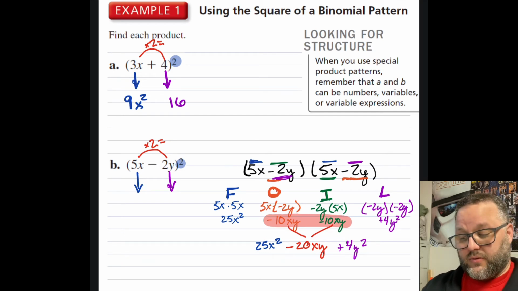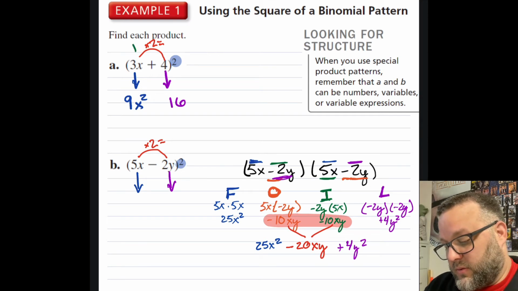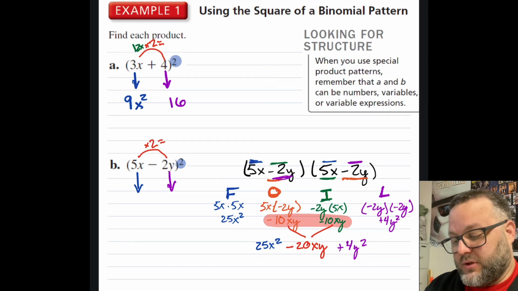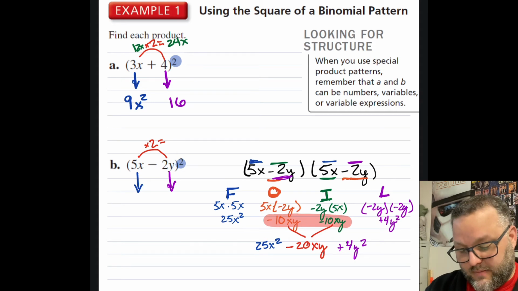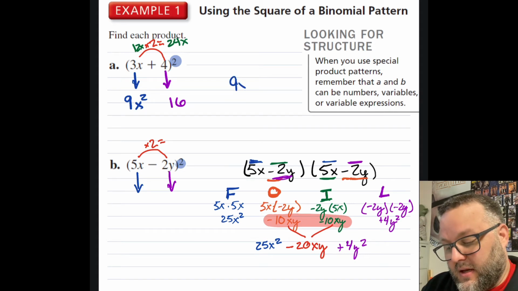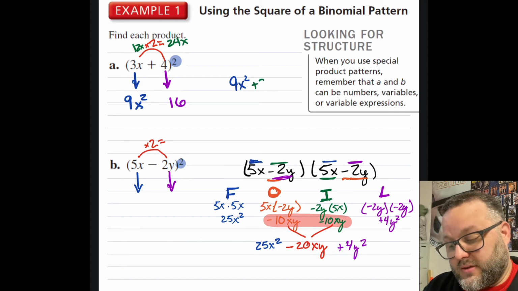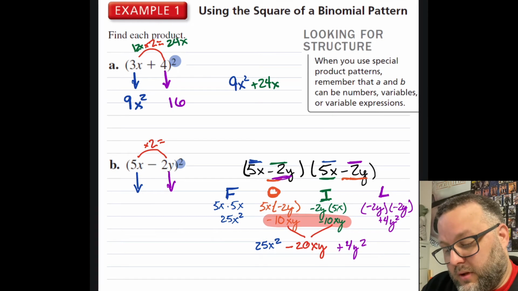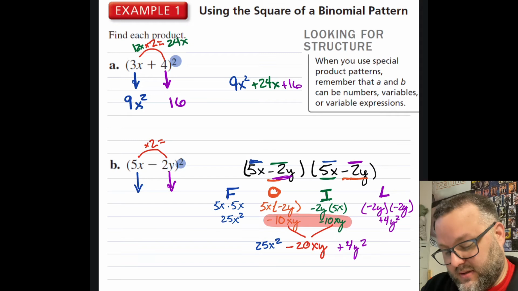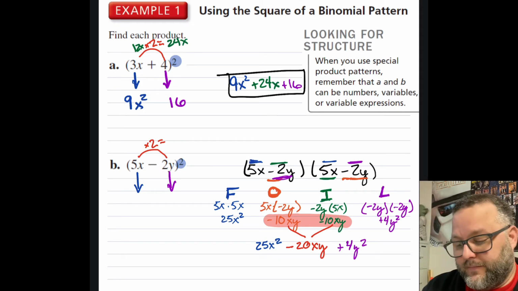Well, we can take 3x times 4. That's going to be 12x. And here we go. So that's 12x times 2 is 24x. Now, that means my final answer is 9x squared, because I'm just going to bring all of this together, plus 24x, because that's positive, and then plus 16, because that was also positive, and we have our answer for A.